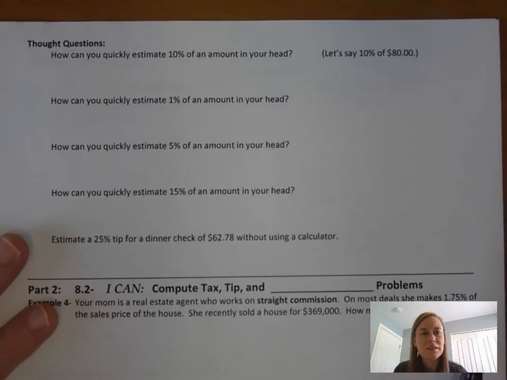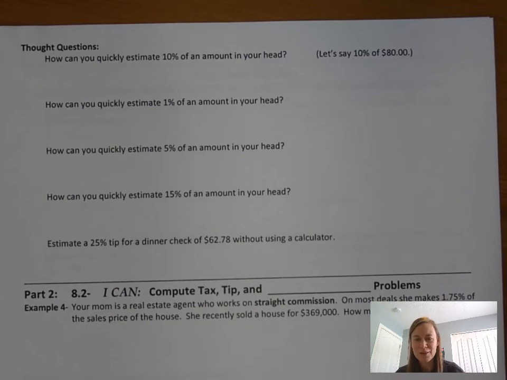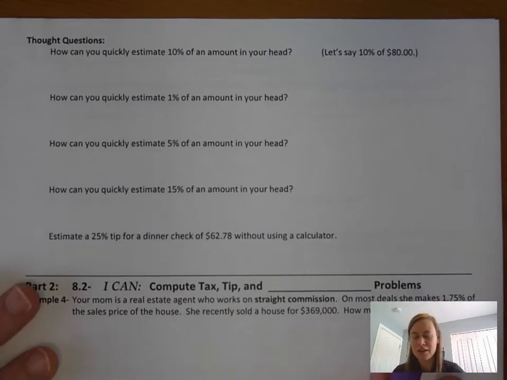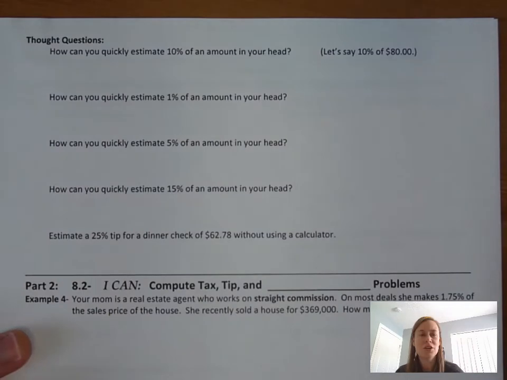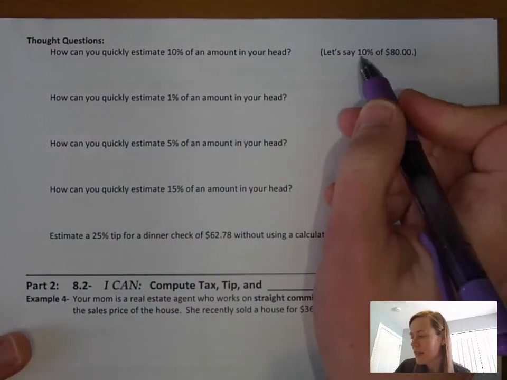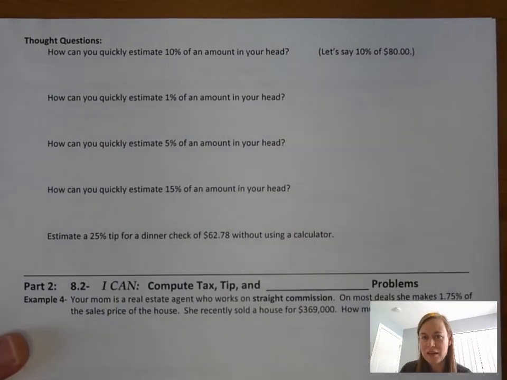Okie dokie. Now these are kind of thought questions. There's going to be some estimating going on. How can you quickly estimate 10% of an amount in your head? Like what if you were saying 10% of 80?